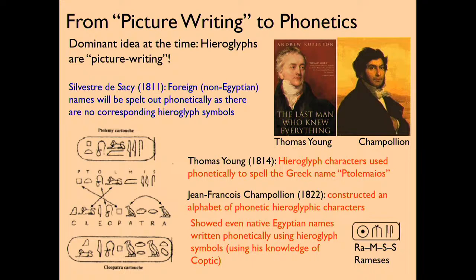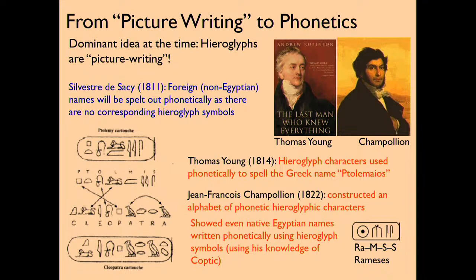Yes, there is. So this square must be representing P. Then in Ptolemaios, there will be an O, and he guessed that this particular knotted rope must stand for an O. Now Cleopatra will also have an O. So let's see whether this knotted rope symbol occurs here. Yes, it occurs over here.